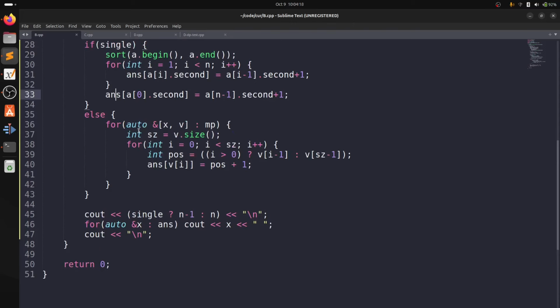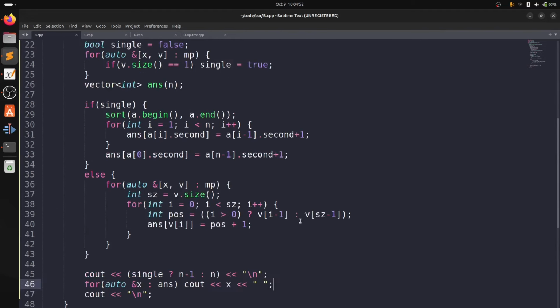For the other case, we have to do cyclic shifts of this vector v. So for each x, we find the vector v's size. We go through it, and each v of i will be set to the position plus 1, where it is equal to the cyclic shift. So it's going to be equal to i minus 1, and if i is equal to 0, it's going to be size minus 1. So we're doing a cyclic shift on it, setting the position. Now, if it's single, the answer is n minus 1, otherwise it's n. And we can output this permutation which we constructed. So that's about it for the question.